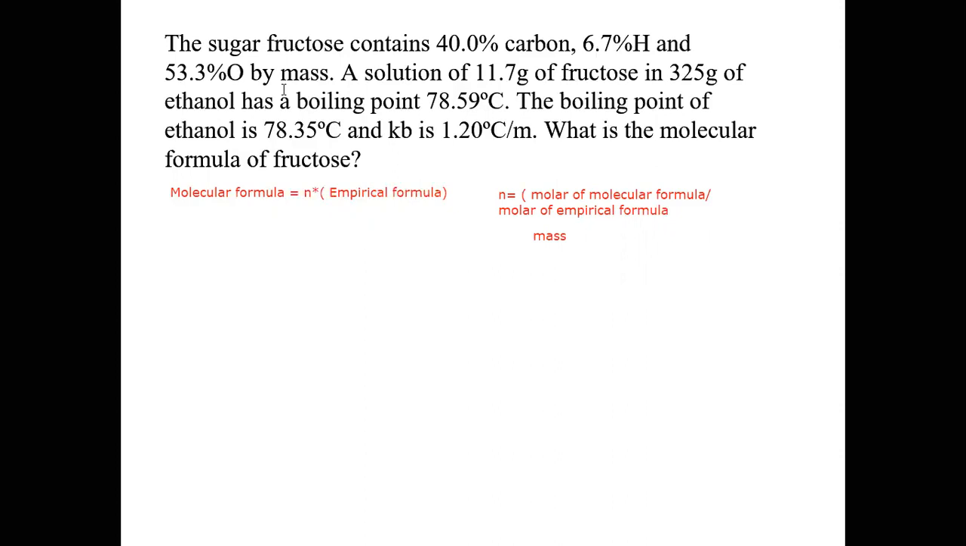And there are different ways to approach this. This is just the way I'm going to approach it. So the first thing I'm going to do is to determine the empirical formula. So to do that, I assume a 100-gram sample. And from that, I can get the mass of each element. So I get 40 grams of carbon, 6.7 grams of hydrogen, and 53.3 grams of oxygen. Now we're going to divide by the molar masses to get the moles.